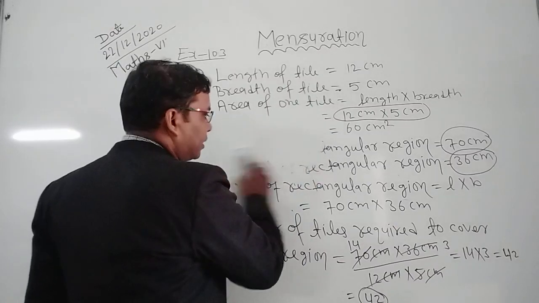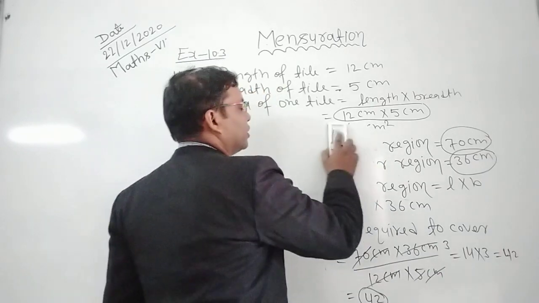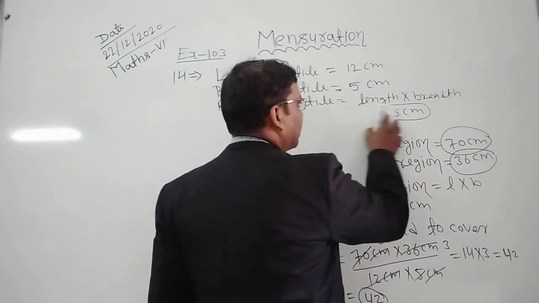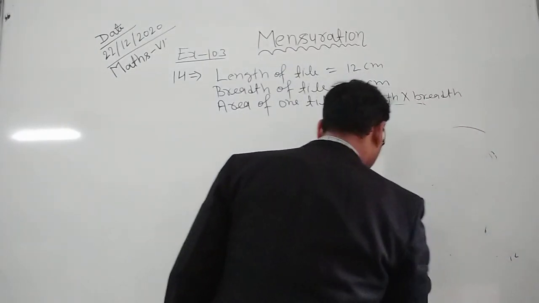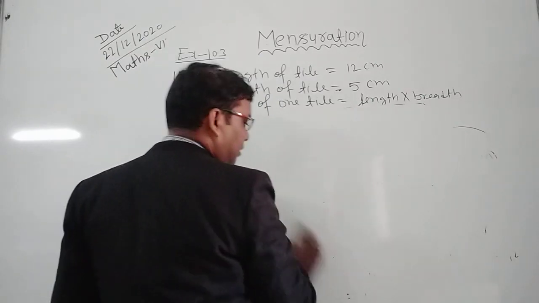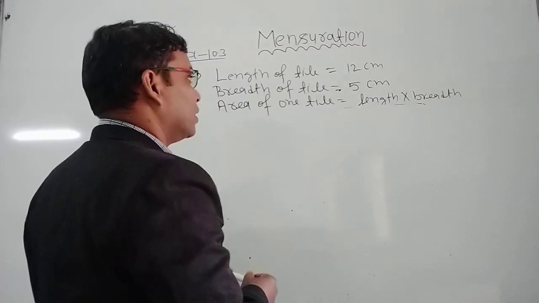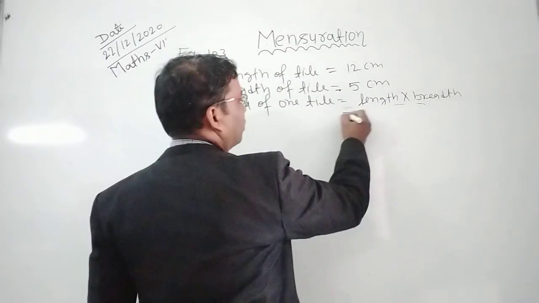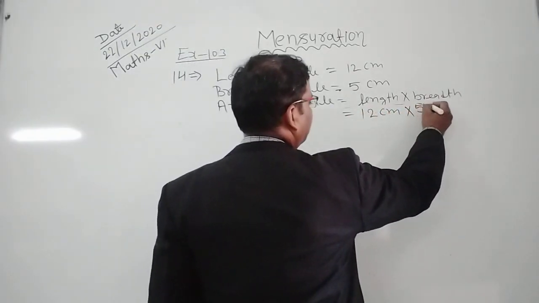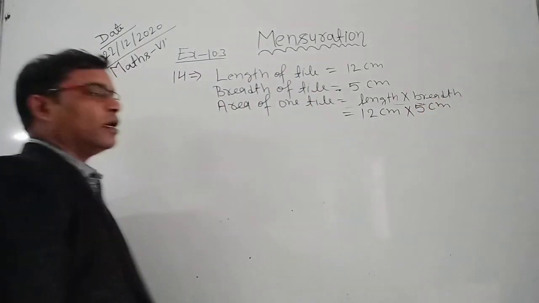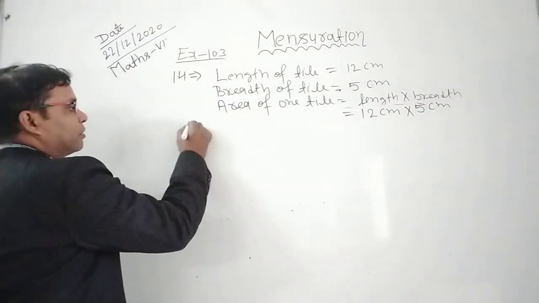In the first part you can see here 42 tiles required to cover this region, whose length is 70 centimeter and breadth is 36 centimeter. Now we are going to find the number of tiles for the second region. Second region is given here. So first the area of one tile is equal to length into breadth. Length is 12 centimeter. So in the second part of this question, we can write, this is the second part.